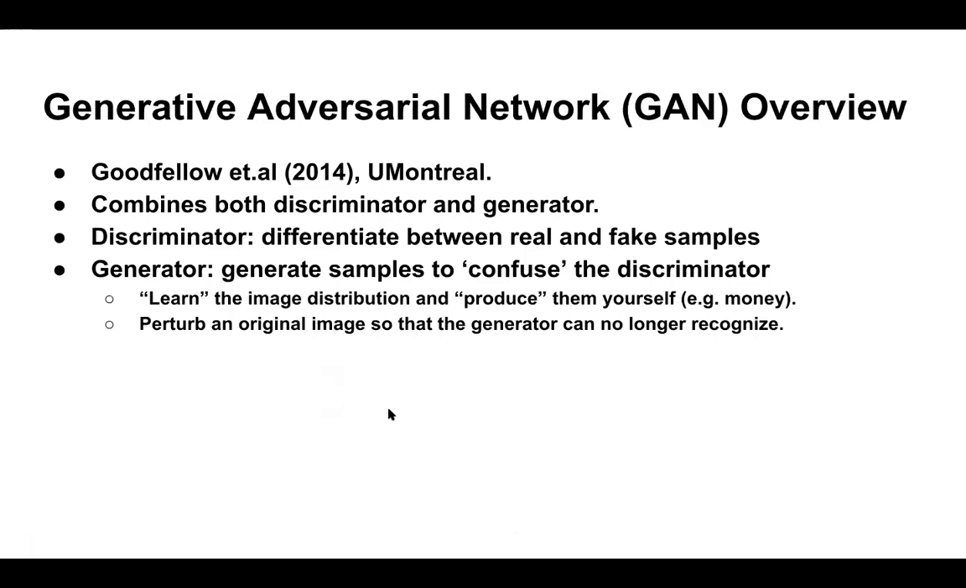So GAN was invented by a group of researchers, including Ian Goodfellow, and all of them are from University of Montreal. This is a network that combines both the discriminator and generator, and both of them have competing objectives. The discriminator's task is to differentiate between real and fake samples, and the generator's task is to generate samples in order to confuse the discriminator.